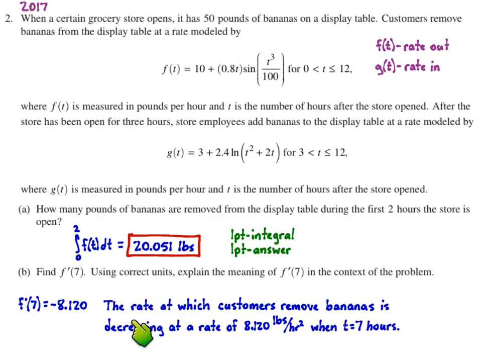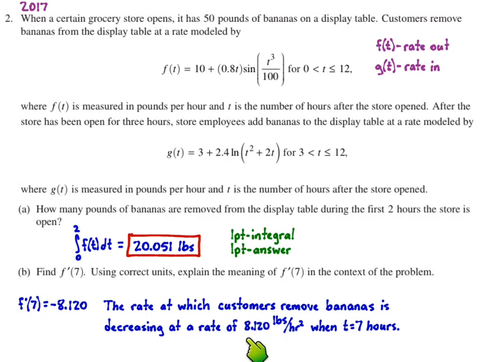So again, 4 things we're looking for in an interpretation. The first thing is, what is it? The rate at which customers remove bananas is decreasing at a rate, that's what it is, and then the amount, or the value that you got, so that would be negative 8.120, so we put the negative by saying decreasing at a rate. So that's what it is.